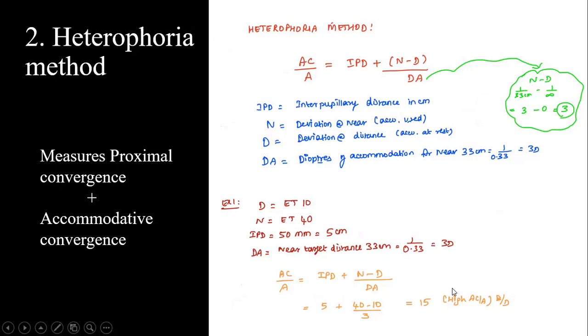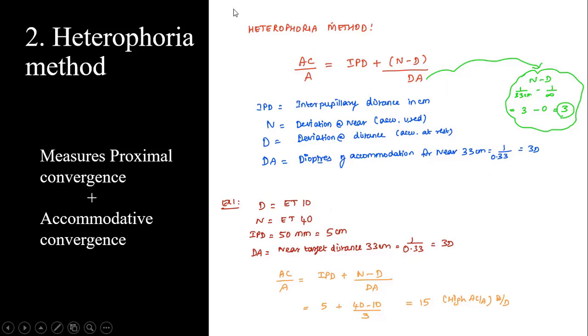Next is the heterophoria method. AC/A ratio is equal to the IPD plus near minus distance, divided by the diopter of accommodation used. It is simply always near minus distance. Here the diopter of accommodation used is also near minus distance only. But for distance, it is going to be infinity, where we're not going to use any accommodation. So 1 by infinity is going to be 0 only, so it's almost like 3 minus 0. So it's directly written as the diopter of accommodation for near.